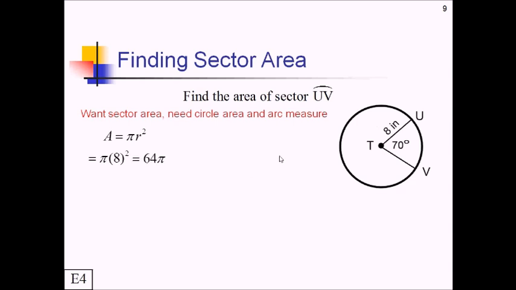And then for the arc measure, we've got 70 degrees. So setting up our proportion now, we can say sector area of UV divided by 64 pi equals 70 over 360 degrees. Cross multiplying here, we've got 64 pi times 70.